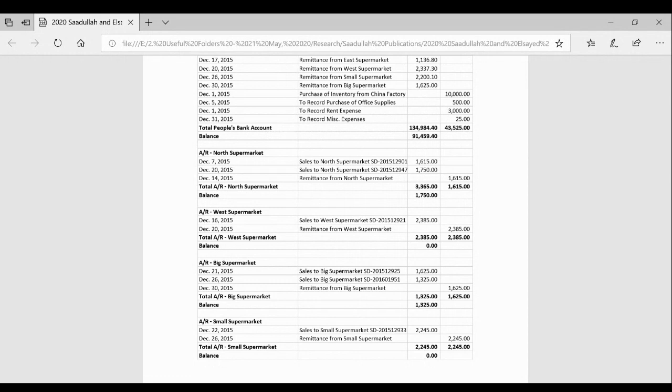An example of a logical unit is this amount, 1625, belonging to Big Supermarket, or this 2245 amount belonging to Small Supermarket. Does that make sense? That's the logical unit. Okay.